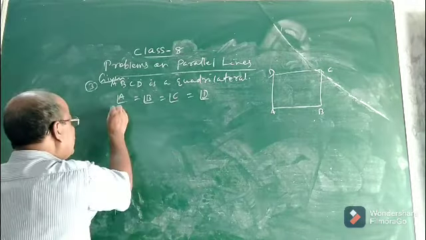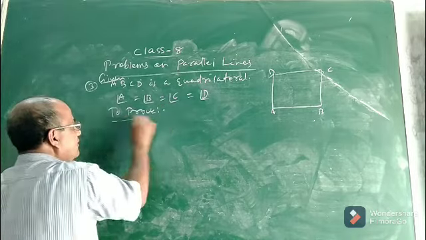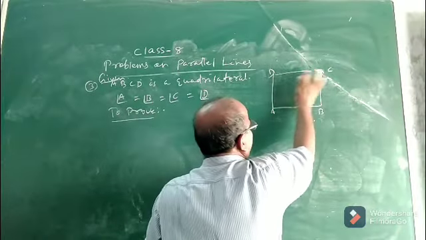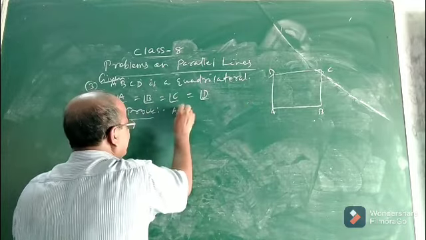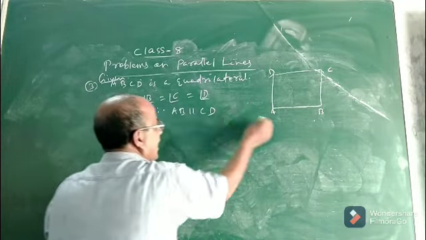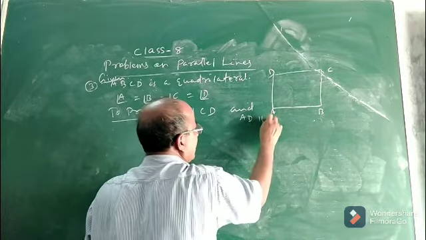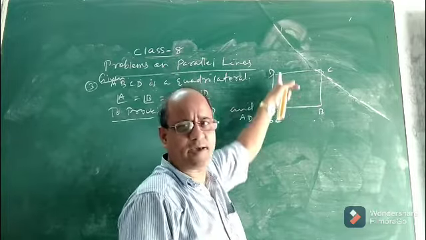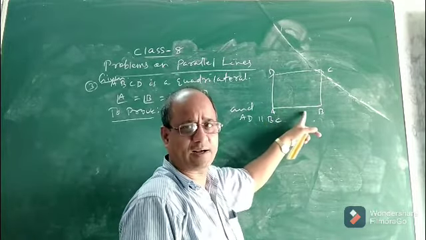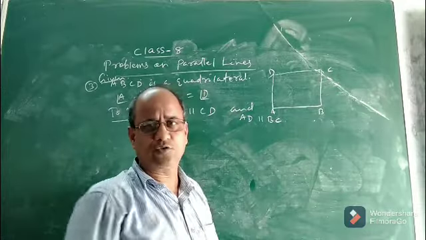So what do we need to prove? We have to prove that AB is parallel to DC, and AD is parallel to BC. That means we have to prove that each pair of opposite sides of this quadrilateral, AB and DC, are parallel and AD and BC are parallel. How to prove it?